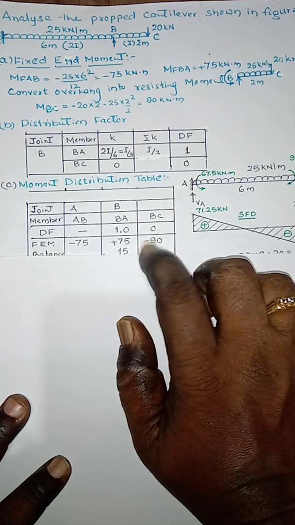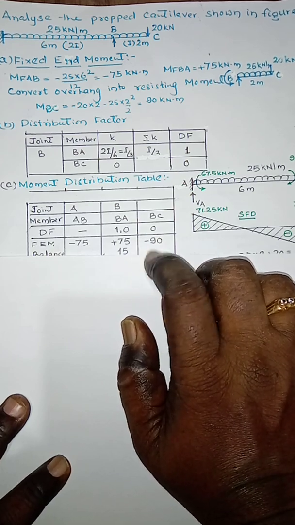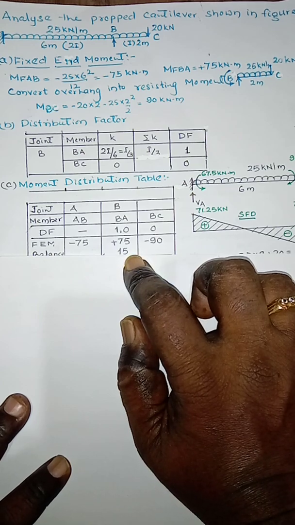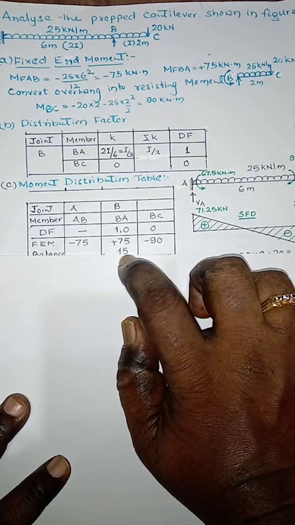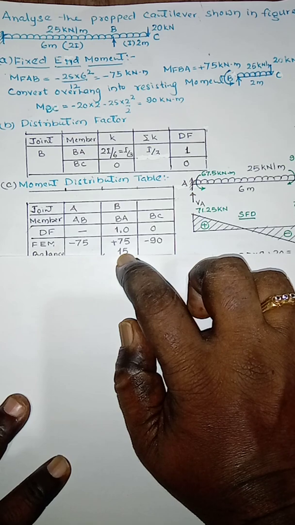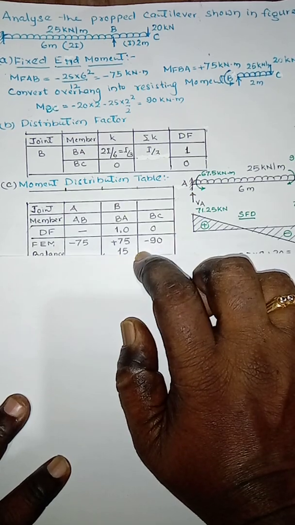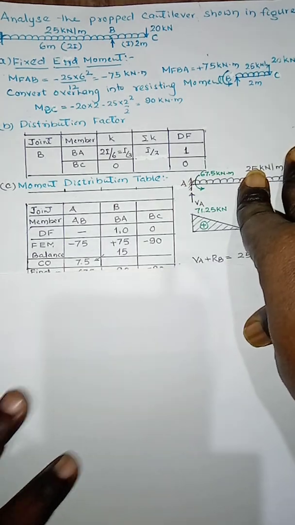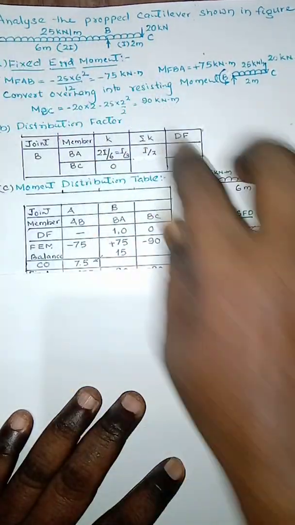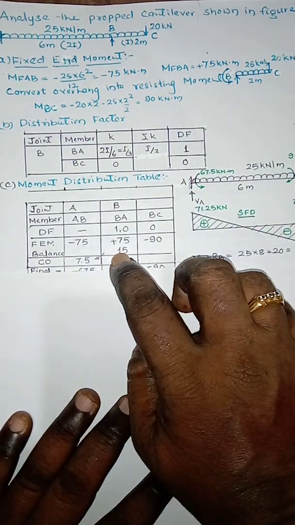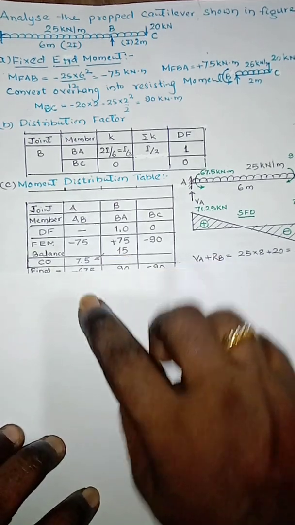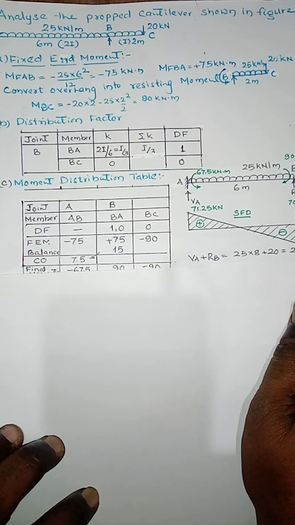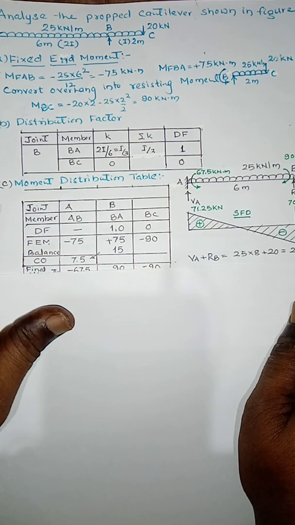Here at joint B, there is an unbalanced moment of minus 15, that we have to balance by adding plus 15 to make it 0. Here 75 plus 15, that is 90, minus 90, that is 0. Then from B to A there is a carryover. 50% of the moment is carried over from B to A, that is half of 15, that is 7.5 kilonewton meter.